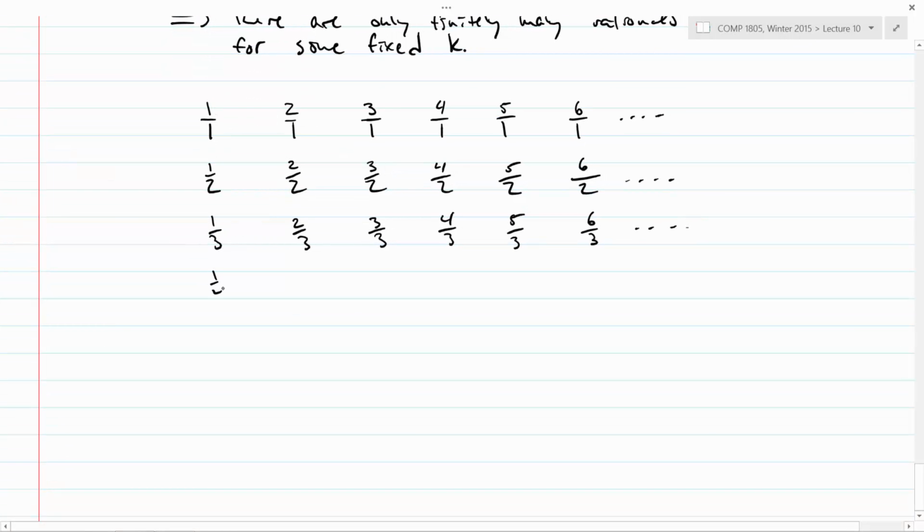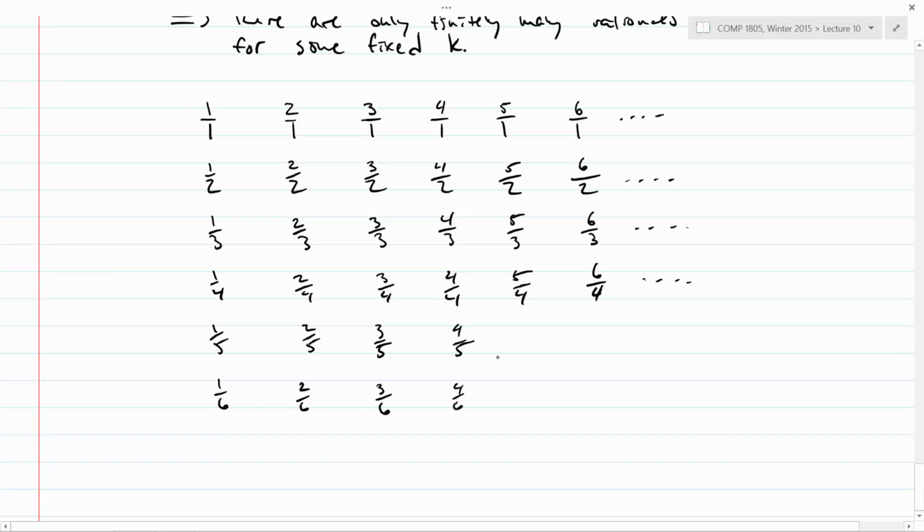And then 1 over 4, 2 over 4, 3 over 4, 4 over 4, 5 over 4, 6 over 4, and so on. Then the rows for 5 and 6 continue the same way, with 1 over 5 through 6 over 5, and 1 over 6 through 6 over 6. And all of these continue.